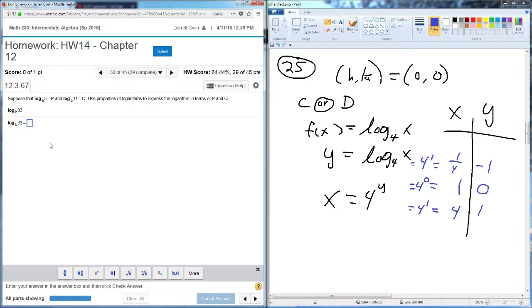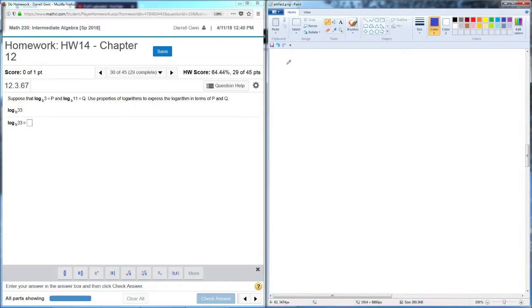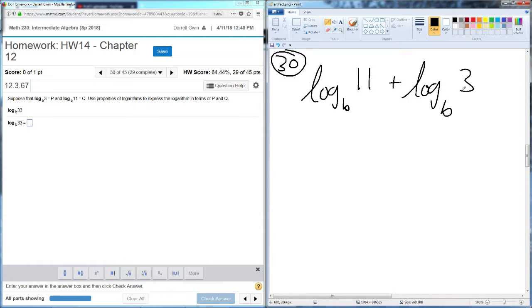Let's get over there. Suppose that log base 3, okay, let's do this, number 30. I'll do this on the switch. So this is number 30. Log base b of 33 is log base b of 11 plus log base b of 3, because 11 times 3 or 3 times 11 is 33.